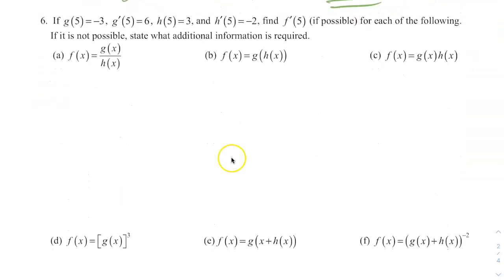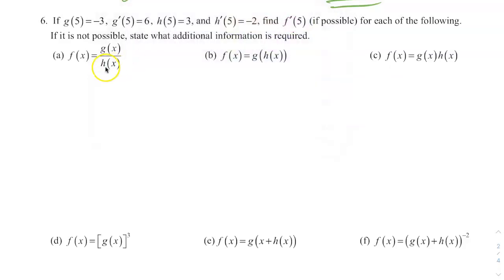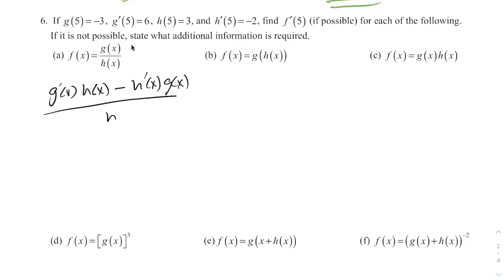Okay, the next one. Given g of 5 equals negative 3, g prime of 5 equals 6, h of 5 equals 3, h prime of 5 equals negative 2, find f prime of 5, if possible. So the first one here, just a quotient rule. So again, we're going to do all this at 5. First quotient rule though: derivative of the top, g prime of x, times the bottom, h of x, minus derivative of the bottom, h prime of x, times the top, g of x, all over the bottom squared.